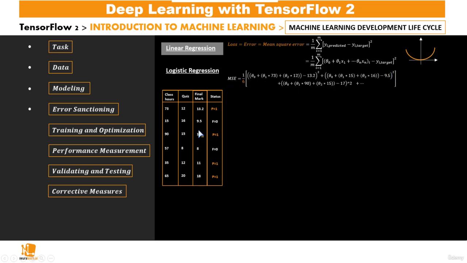So let's look at this example concretely and see how with this mean square error we're able to calculate its value using this data set. So in this case, for example, we have theta 0 plus theta 1 times 73 plus theta 2 times 12 minus, so we have all this here, minus 13.2, because 13.2 is the actual MAC, that's y i target. So in this case i equals 1, so we have y1 predicted, which is this, minus y1 target, which is this.